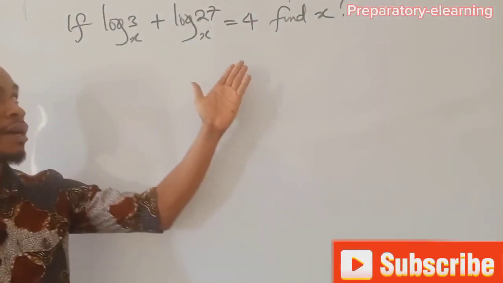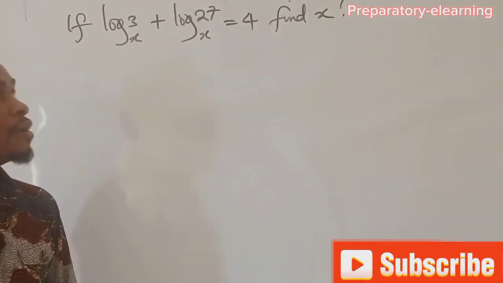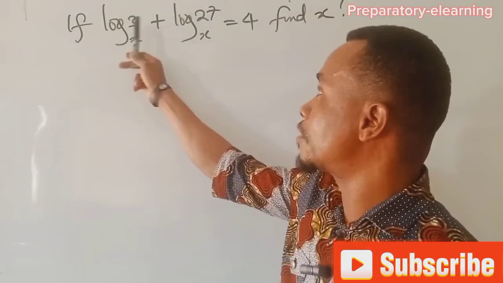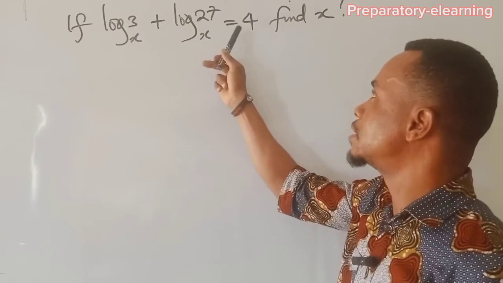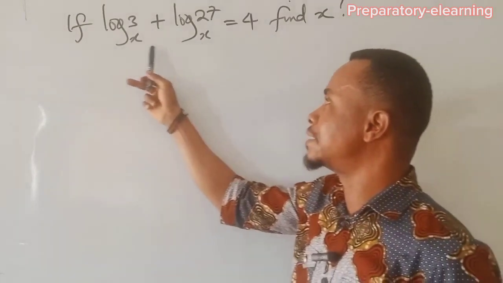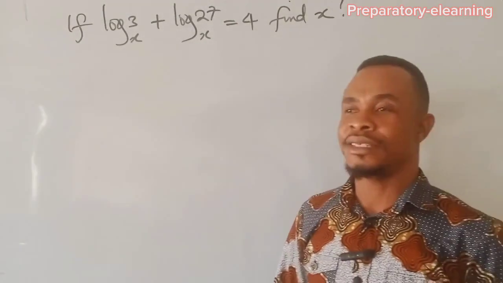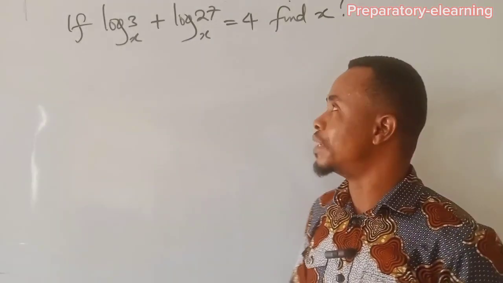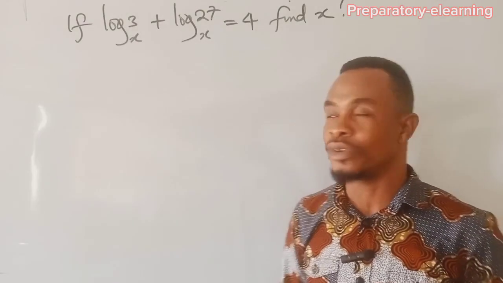Okay, we have another question here to solve, which is still under equations of logarithm. This one says, if log 3 base x plus log 27 base x equals 4, find x. Here the base is unknown. We have to find the base. It's the same method, the same approach. You don't consider the base as being too difficult because it is a letter, but you apply the same method.